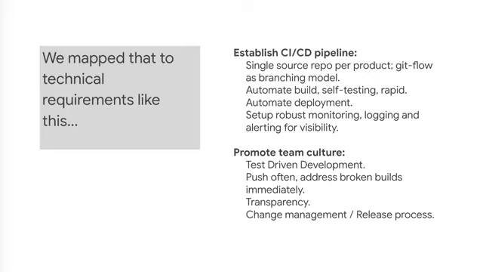Establish a CI/CD pipeline, single source repo per product, Git flow as branching model, automate build, self-testing, rapid, automate deployment, set up robust monitoring, logging, and alerting for visibility. Promote team culture, test-driven development, push often, address broken builds immediately, transparency, change management, and a release process.